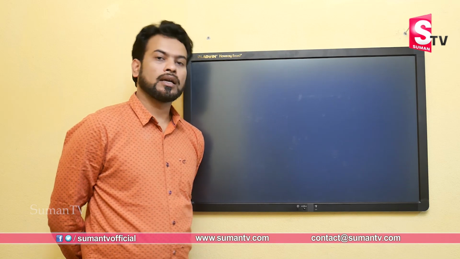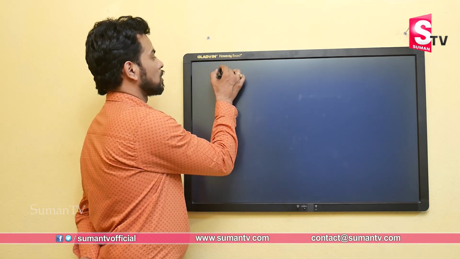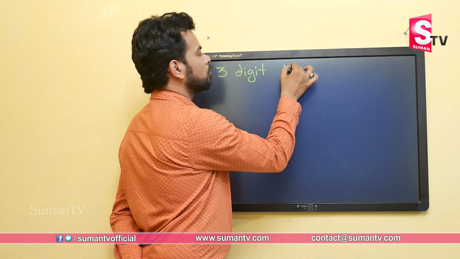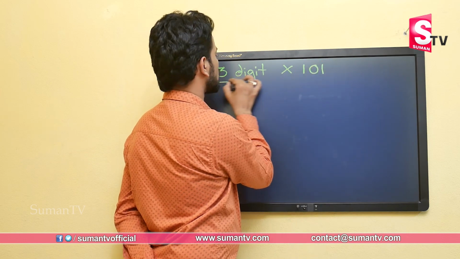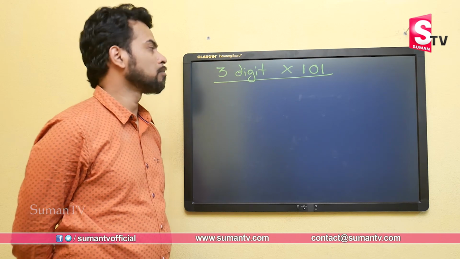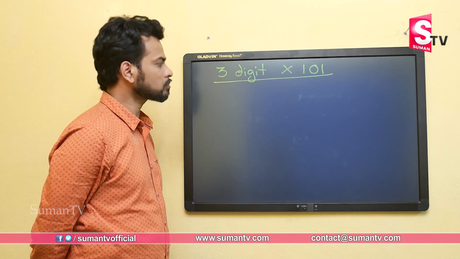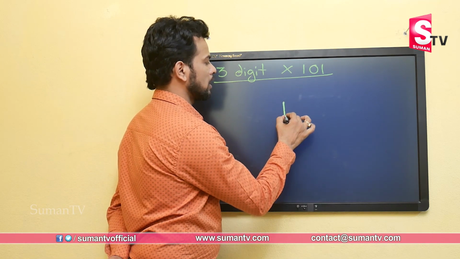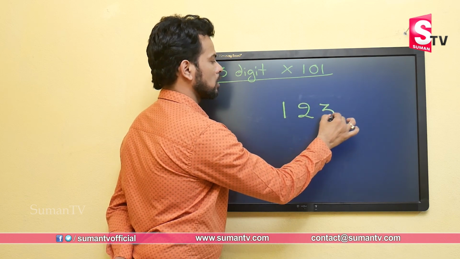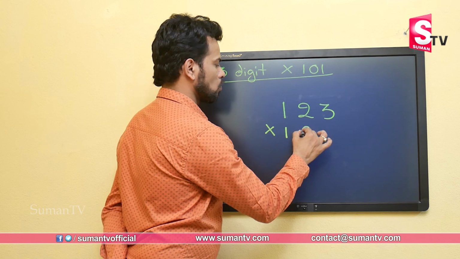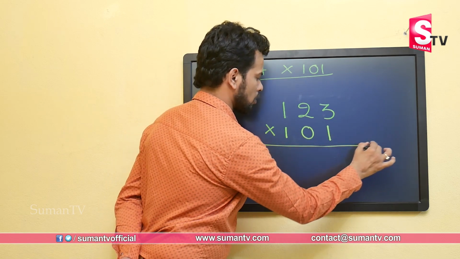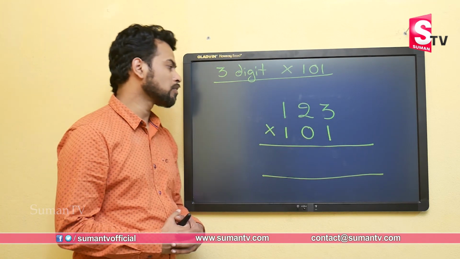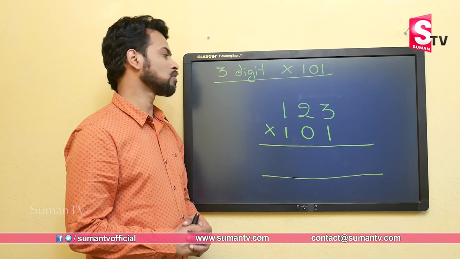Now we will try another number. So that is any triple digit, 3 digit number multiplied with 101. 3 digit multiplied by 101. In this case, let's take an example. Suppose a simple example, I will take 123 multiplied by 101. Okay, so generally we need to multiply to get the answer, but here what we will do is we will use another trick to get this answer.